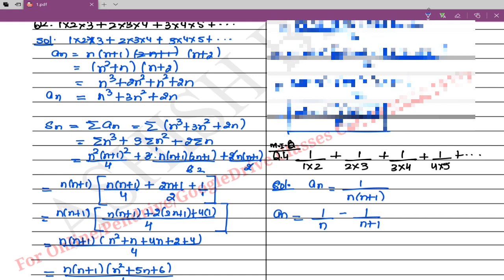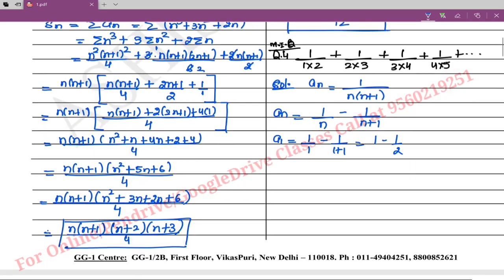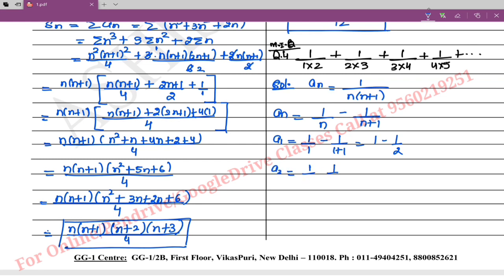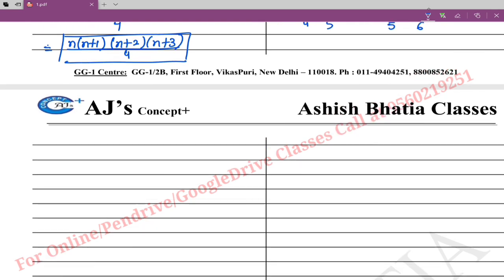Now if an is this, that means the first term a1 would be equal to 1 by 1 minus 1 by 1 plus 1, which will be 1 minus 1 by 2. Fine, because I have substituted the value of n equal to 1 in an, so I will get the first term. Similarly, a2, the second term would be 1 by 2 minus 1 by 3. Third term would be 1 by 3 minus 1 by 4. Similarly, fourth term would be 1 by 4 minus 1 by 5. And fifth term would be 1 by 5 minus 1 by 6, and so on. Fine. So now I have to find Sn.